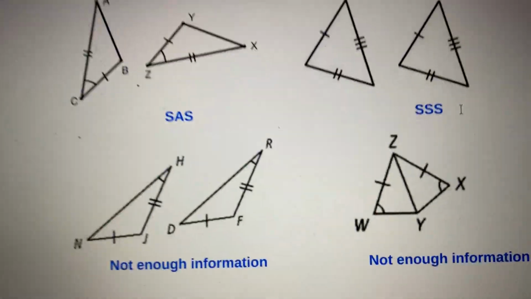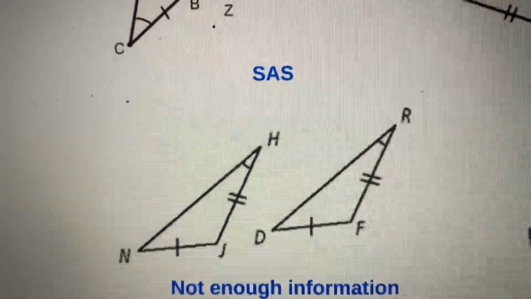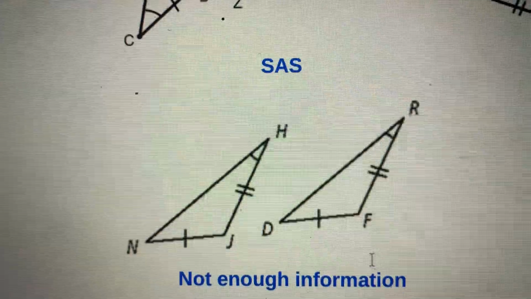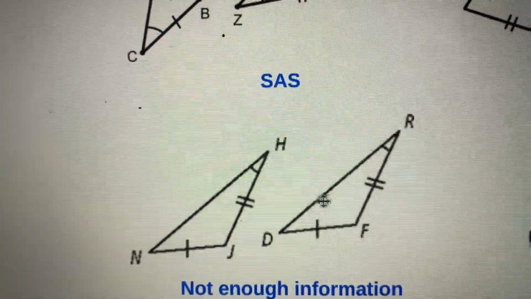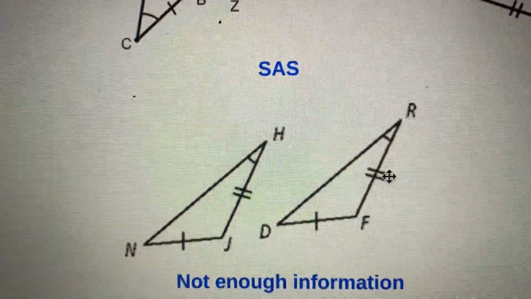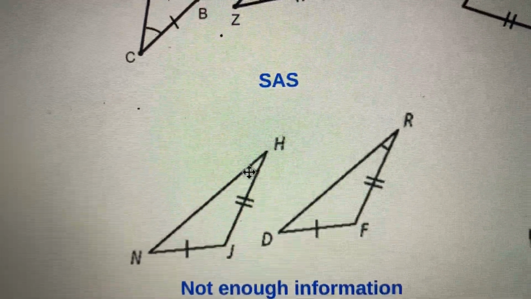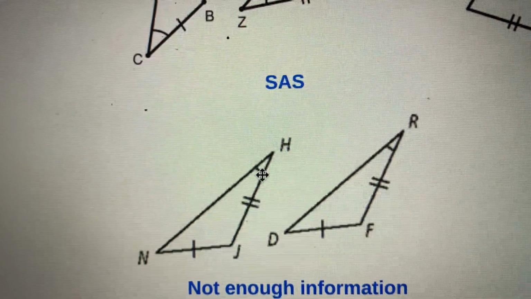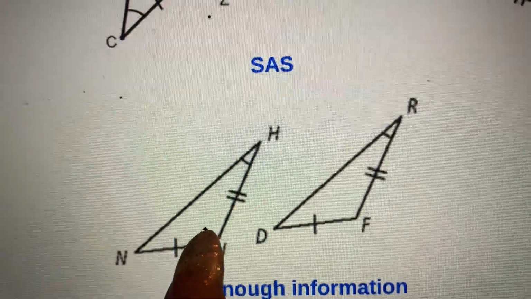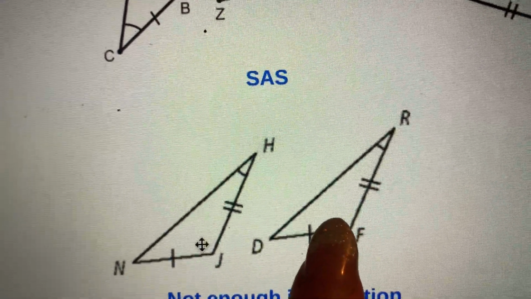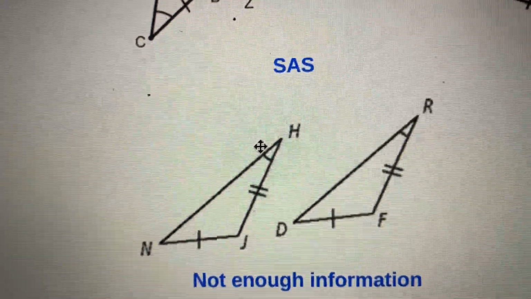Now these are the ones that you want to look at. So for this one, we have 2 congruent sides here. We have 1 mark here, 1 mark here, 2 marks here, 2 marks here. So we definitely have 2 sides that are congruent. We have 1 angle that's congruent, but notice that that angle is not in between the 2 congruent sides. So for example, if it was J and F, so if it was J here and F, it would go side, angle, side, but this one goes side, side, angle, which is not the same.